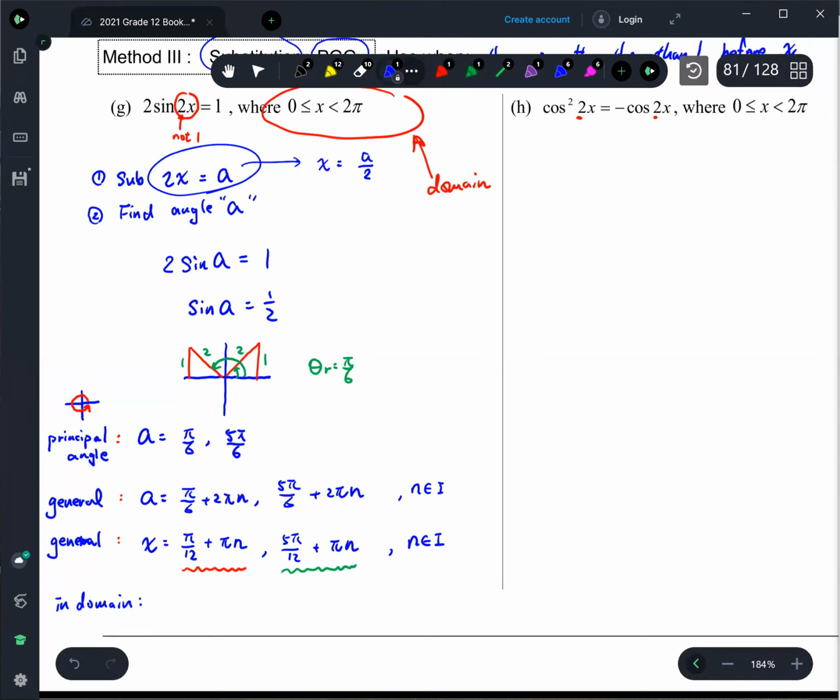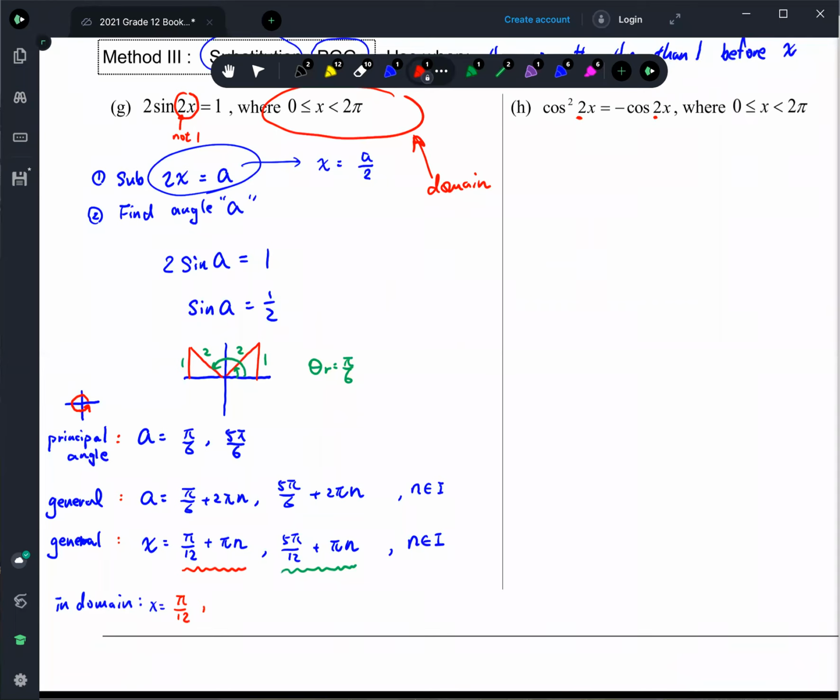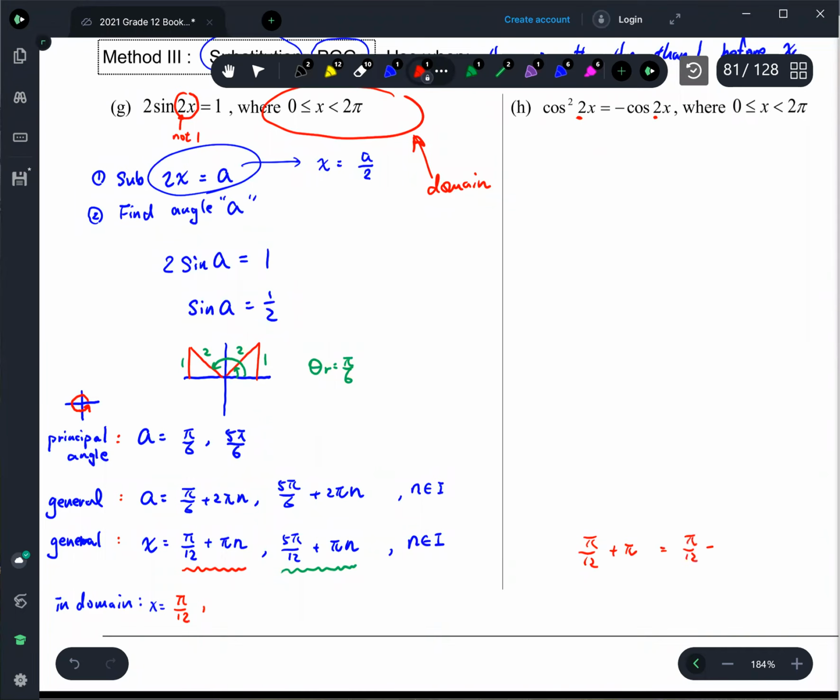So you can start with the red one, okay? If n equal to 0, then you get our first one, pi over 12. Okay, when n equal to 1, that means you add a pi. Okay, so think on the side, pi over 12, if you want to add a pi, you need to get common denominator, 12 pi over 12. So that makes 13 pi. Okay, so each time you add a pi, you add a 12 on the top. Okay, so 13 pi over 12.